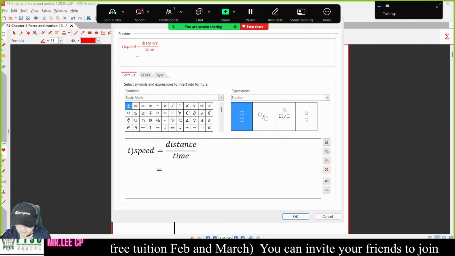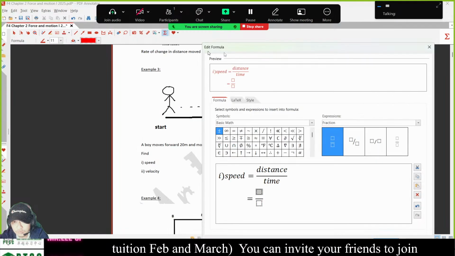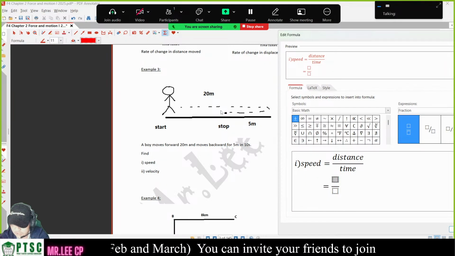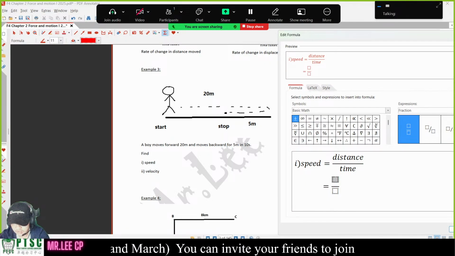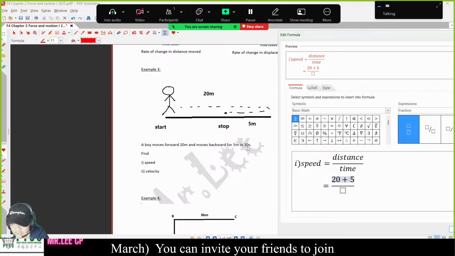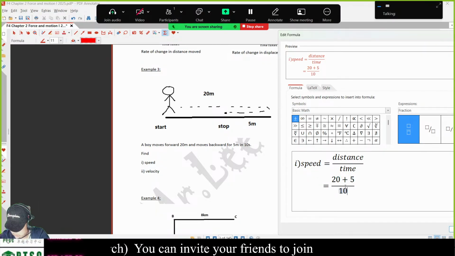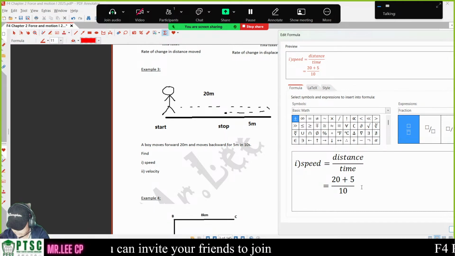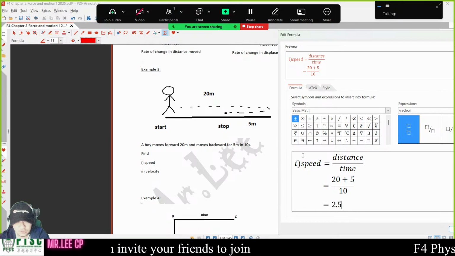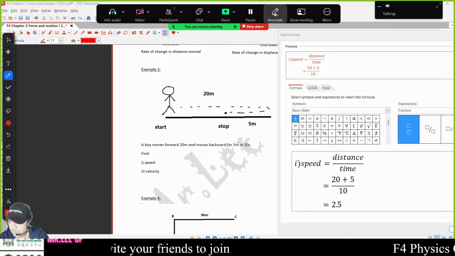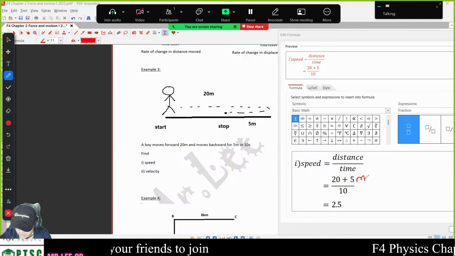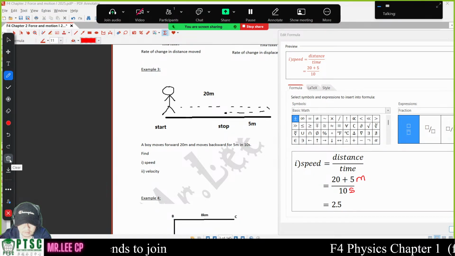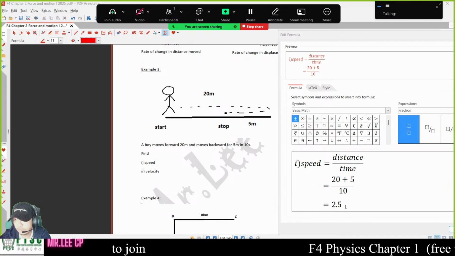So what is the distance that you have moved? You have moved 20 and then you move back 5. So 20 plus 5 divided by time. Time is 10 seconds. So 25 divided by 10, it is 2.5. What is the unit of speed? This one will be in meter, this one in second. So meter divided by second, we write ms minus 1.